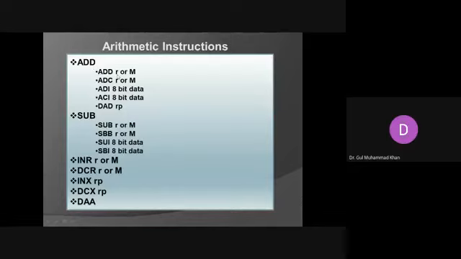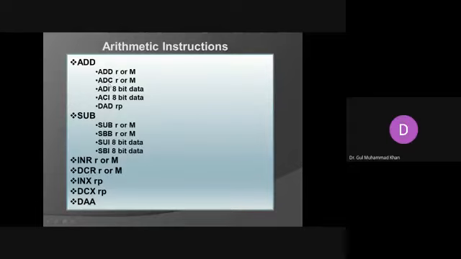ADD R means add the contents of a register with the accumulator. ADD M means add the contents of a memory location specified by register HL with the accumulator. In these instructions, everything is added or subtracted with the accumulator, and the results are always stored in the accumulator. So one of the registers is always the accumulator. The other one is specified in the instruction. In this case, you have ADD R or M. That means you add the contents of the accumulator with register R or with the memory.